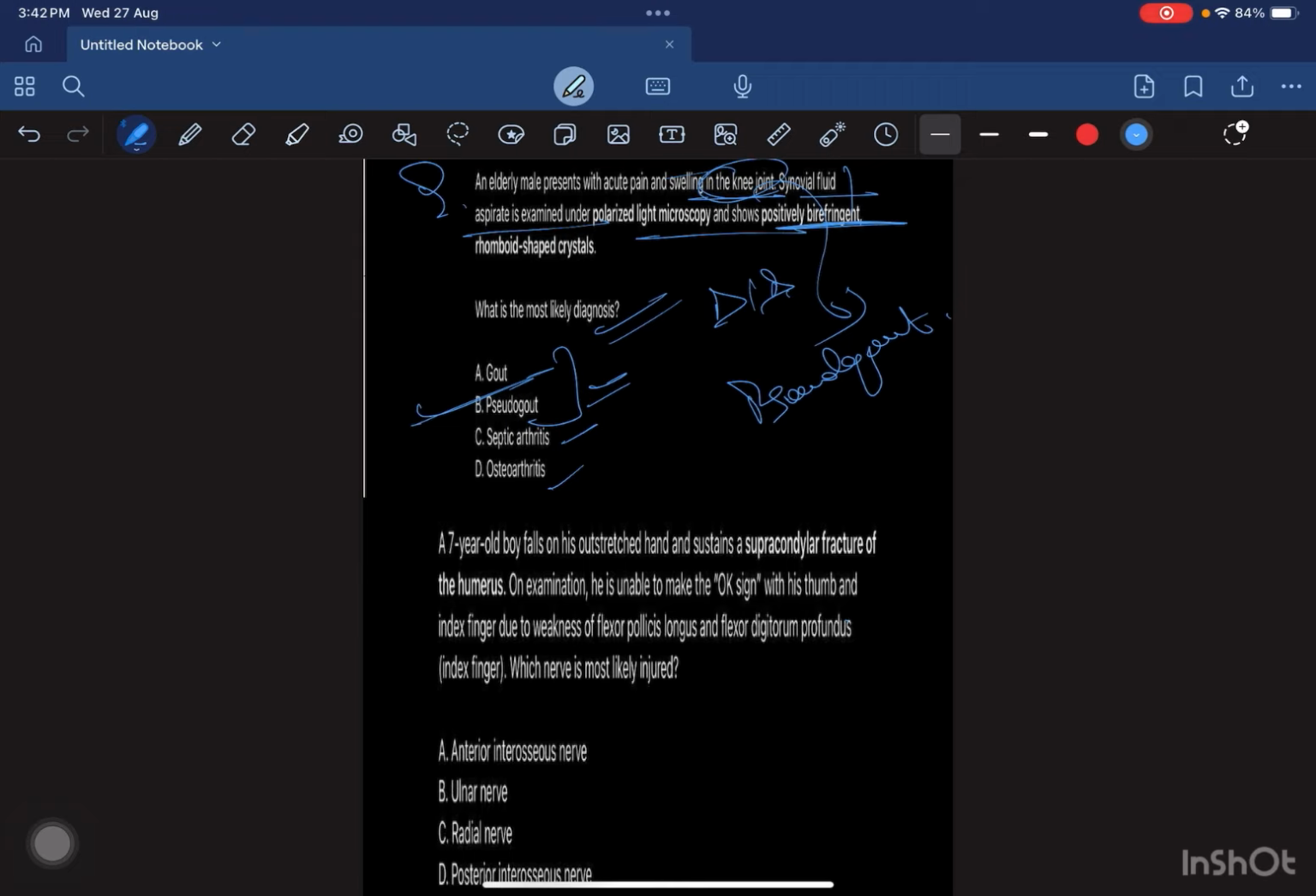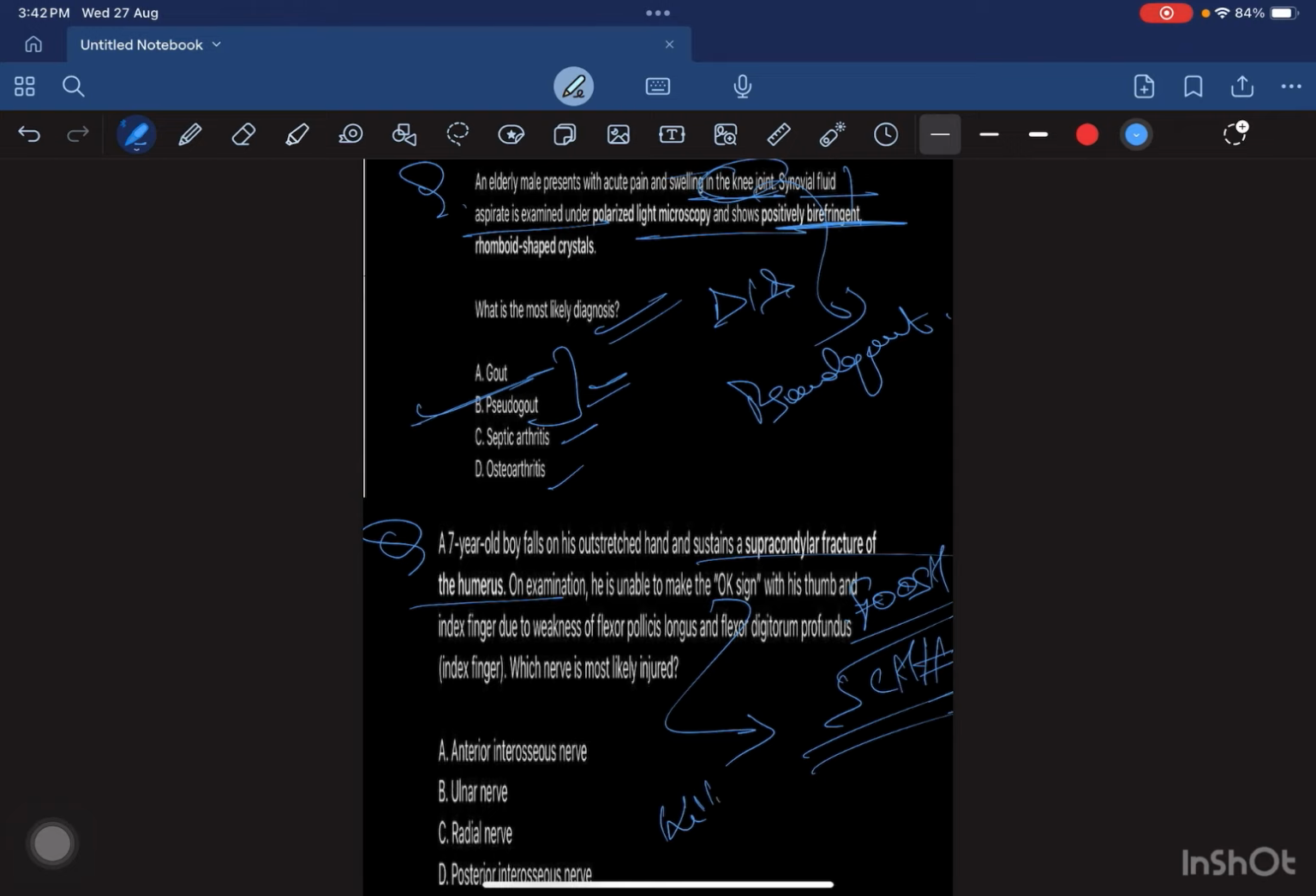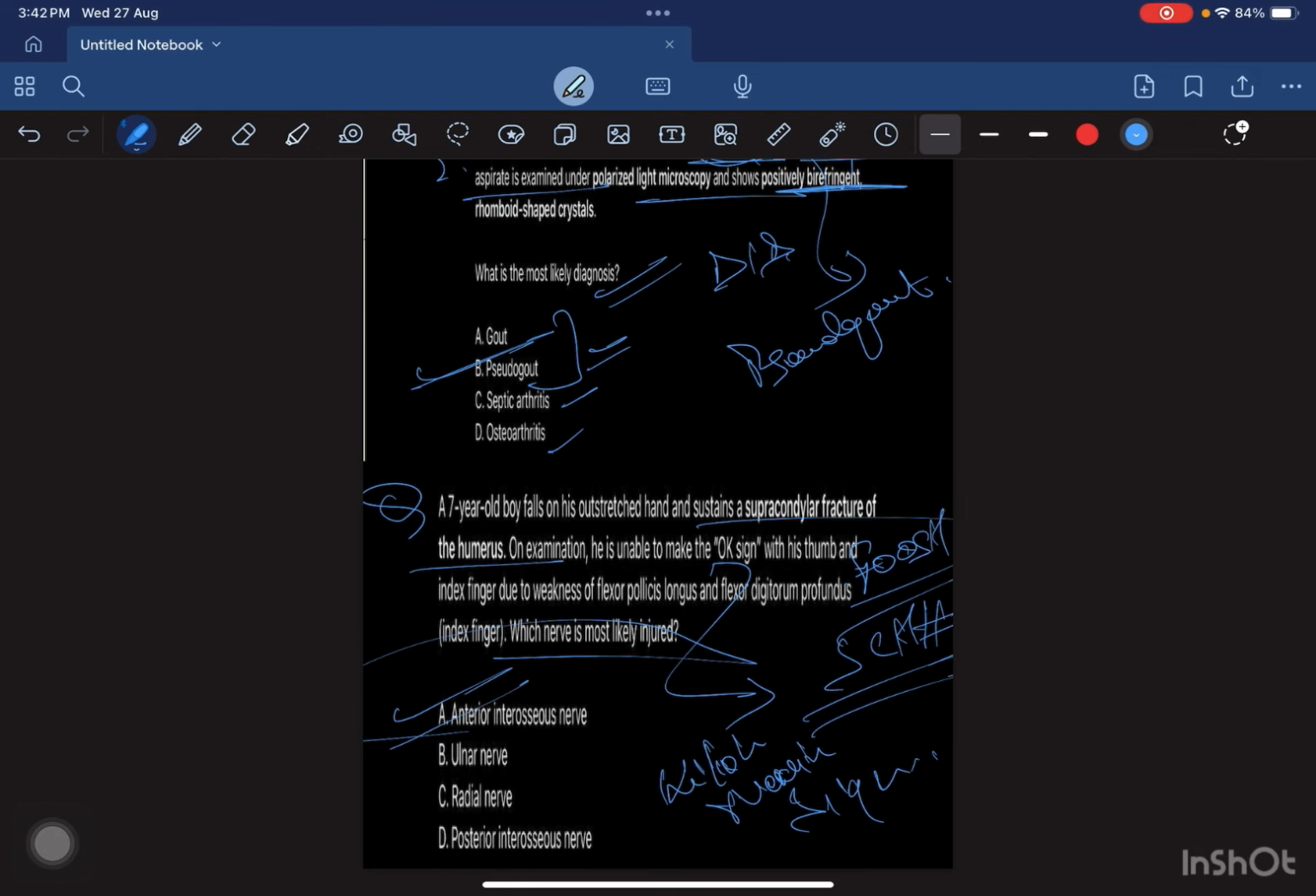Now moving to the next question. A 7-year-old boy falls on his outstretched hand and sustains a supracondylar fracture of humerus. So the history of FOOSH is given, and it is given that a supracondylar humerus fracture is happening. Then he is unable to make the OK sign. Unable to make the OK sign is Kilo-Nevin sign. Okay, it is Kilo-Nevin sign due to the weakness of FPL and FDP. So which nerve is most likely? The AIN is most likely.